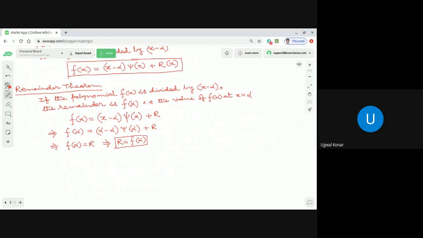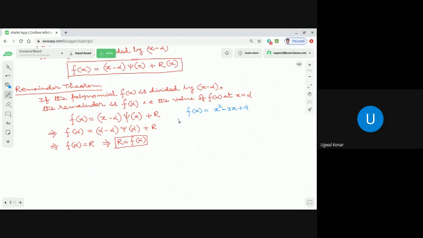Okay, let me take a different color pen. Suppose we have a polynomial expression f(x) equal to x square minus 3x plus 4. Now what do you want to do? We want to divide this f(x) by x minus 2. Correct?